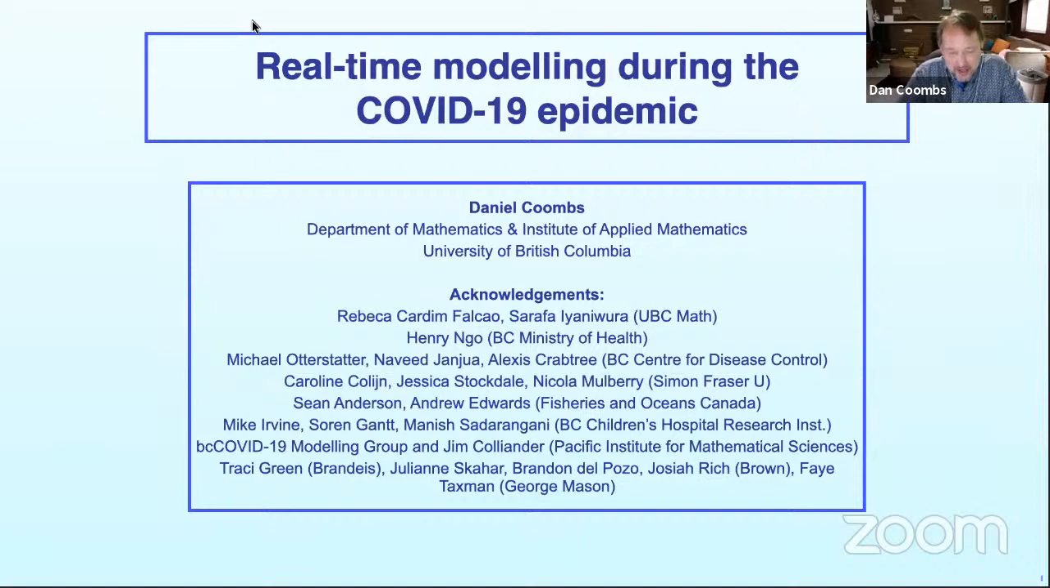Before I get started, I just want to acknowledge the real team nature of this project. I'm not an expert in pandemic modeling, but I think I've improved a bit over the last few months, as a lot of people have, but that's been with the benefit of great collaborations with some of my students, Rebecca and Sarafa, people at the Ministry of Health, the BC Centre for Disease Control, Caroline Kaline, especially at Simon Fraser University, which is the other big university here in Vancouver. It turns out that people that study fish know a lot about modeling with uncertainty because they don't get to see the fish very often. And so they're really experts on how to do the kind of statistics you need when you have really uncertain data. And then also colleagues at BC Children's and around the US as well.